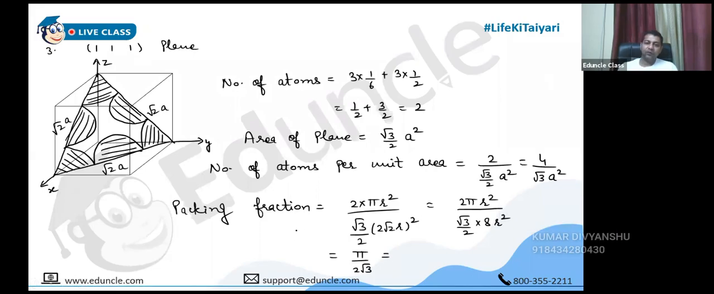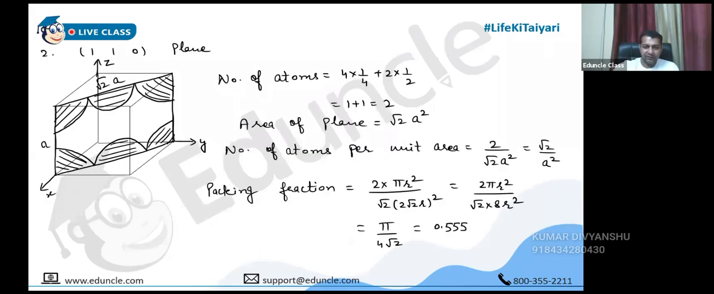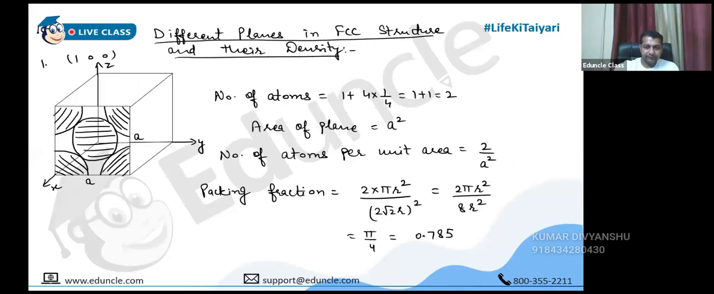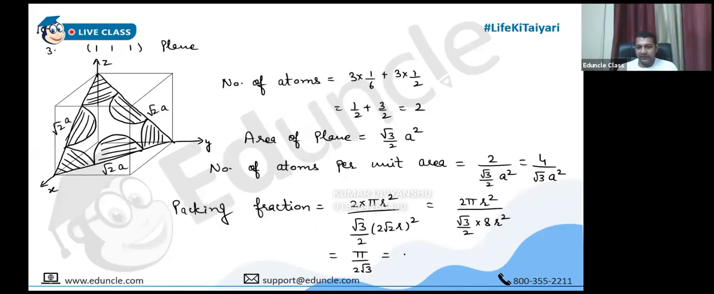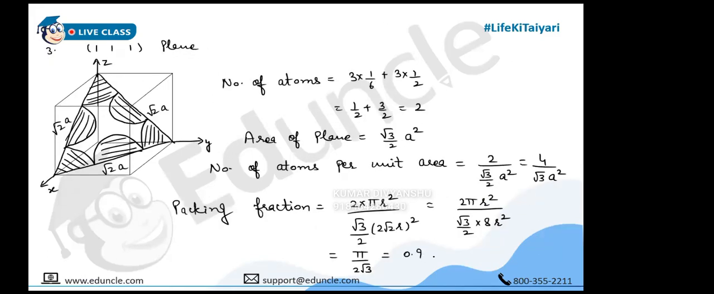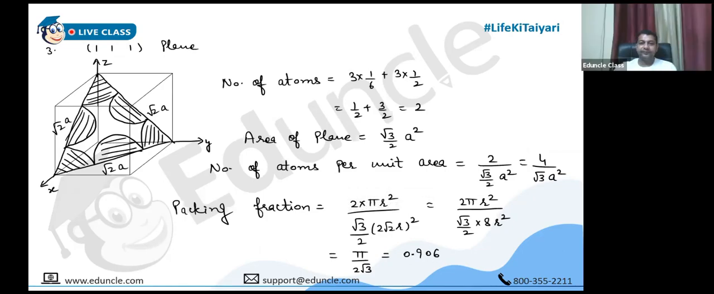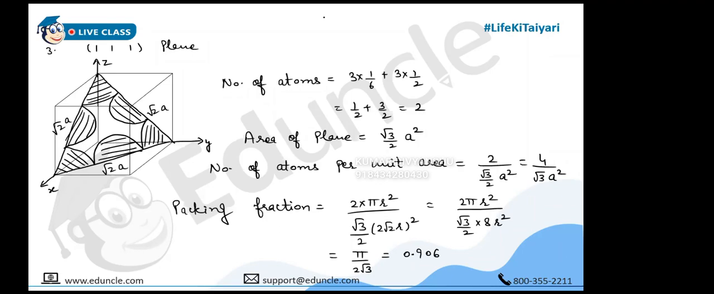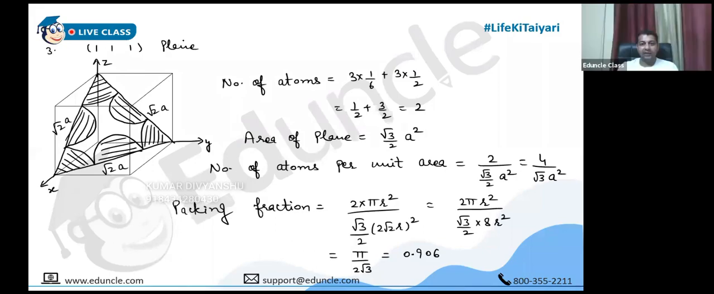So this will be double of that 0.455 value. So 0.91 around. 0.90. 0.906. Yes, sir. Clear. Done everyone?